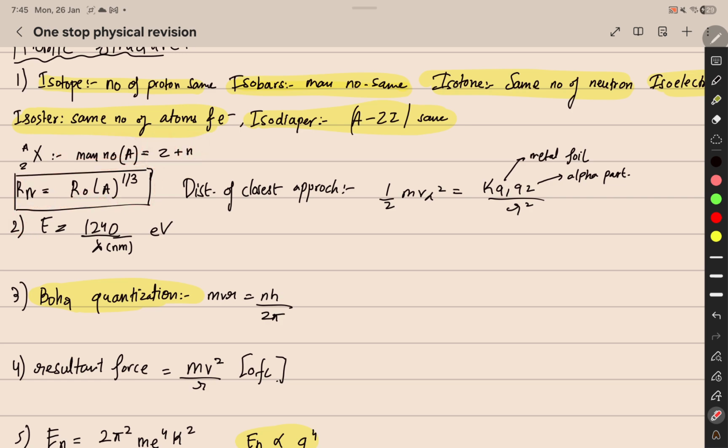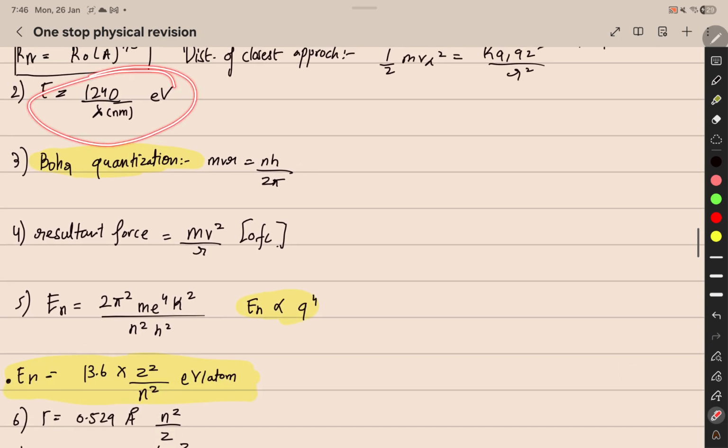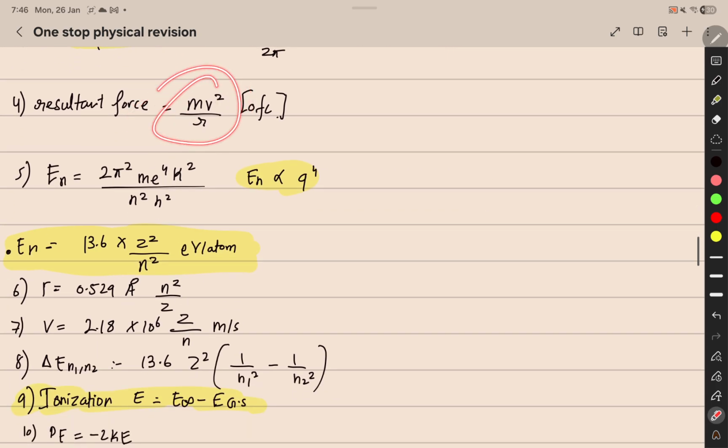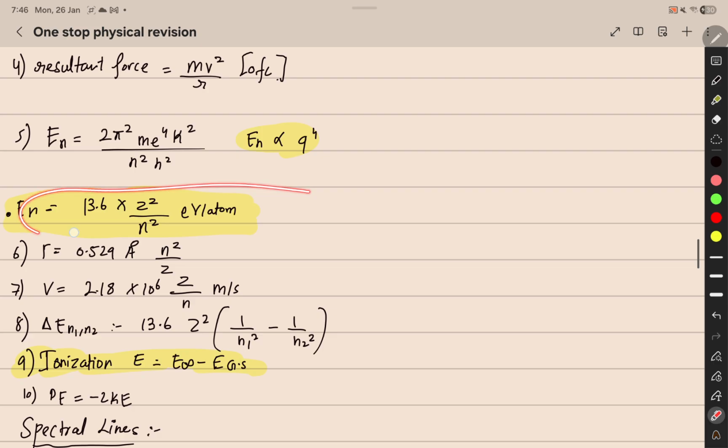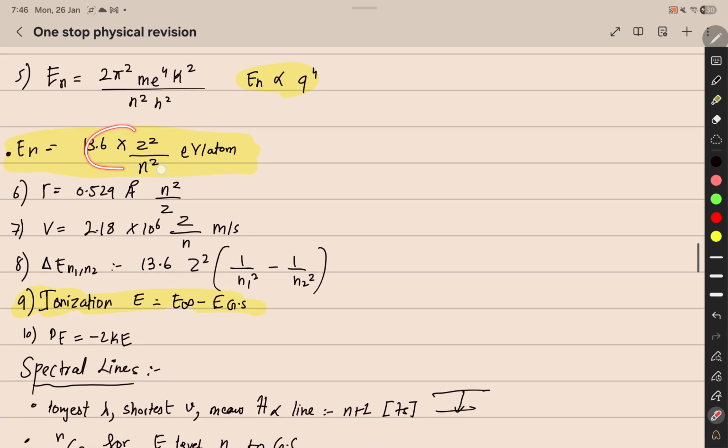Rn is equal to R naught into A power 1 by 3. Distance of closest approach is half m v alpha squared equals k q1 q2 by r. That formula everybody knows. Bohr's quantization is mvr equals nh by 2 pi, and the resultant centripetal force is mv squared by r. Remember to just equate them. En is equal to 2 pi squared m e to the power 4 k squared by n squared h squared. Obviously En is directly proportional to q squared and directly proportional to k squared. You can remember the formula like this, or solve whatever question comes.